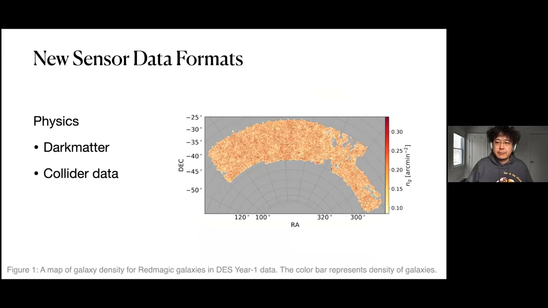And physics is also relevant. So I couldn't get a nice picture. Here's basically one of the galaxy density pictures from the Dark Energy Survey. And we have collider data that are basically traces of particles going through the sensors. So my claim is that we need to figure out good ways to work with these new data types.